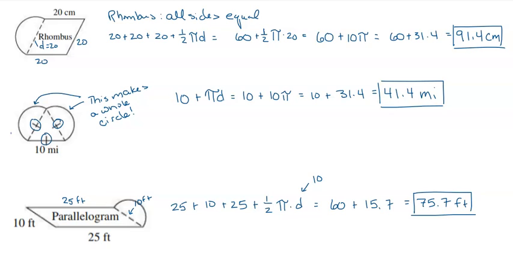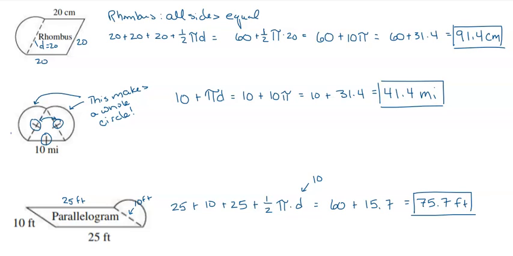Remember, these parts right here, they're equal. Those mean that they're all three equal. That's what those symbols mean. All three equal. But these on the top, we don't actually count because we're looking at the outside. So we've got 10 plus, and remember this makes a whole circle. So pi times d. And you get 41.4.